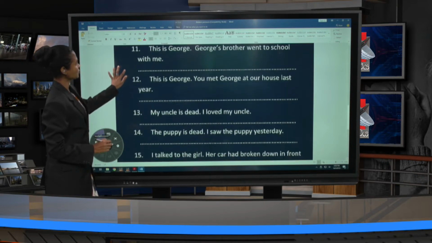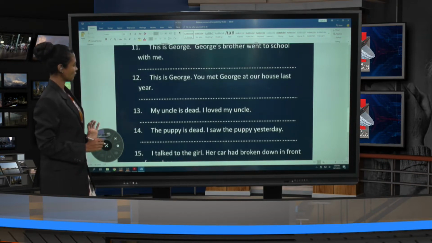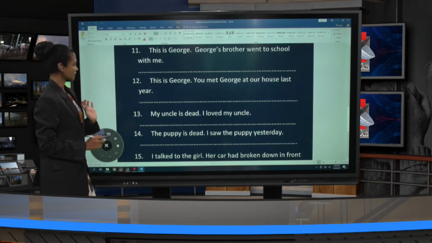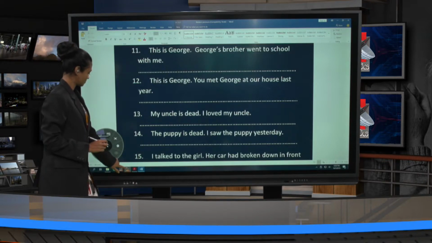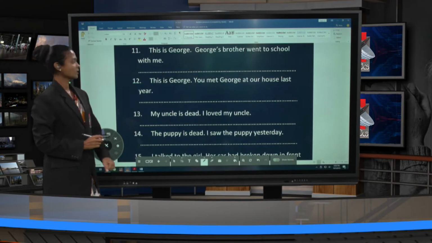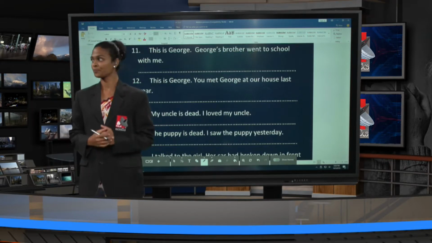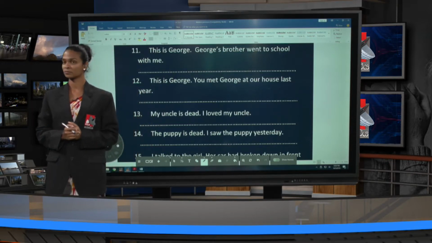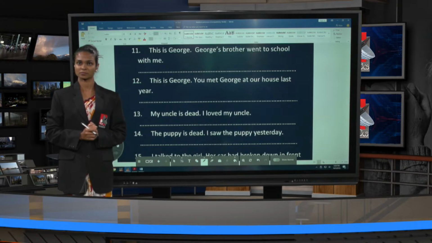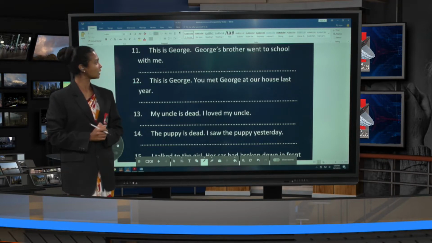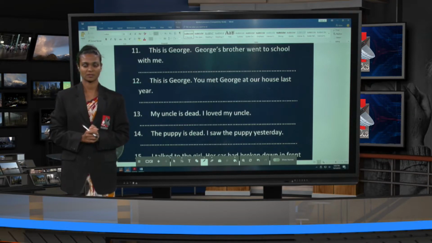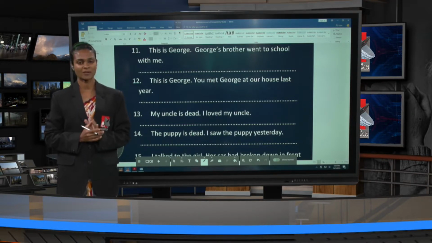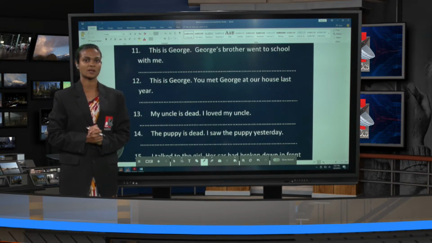Then 11th, 12th, 13th, 14th. Only 11th, 12th, 13th, 14th. You may write the answers. Think for a while. පොඩි වෙලාවක් අරගෙන හිතලා guess the answers.